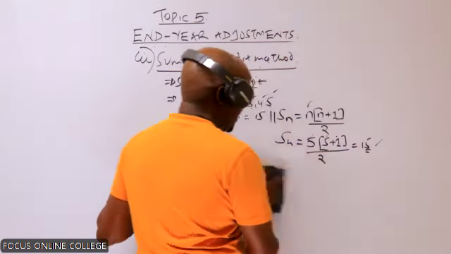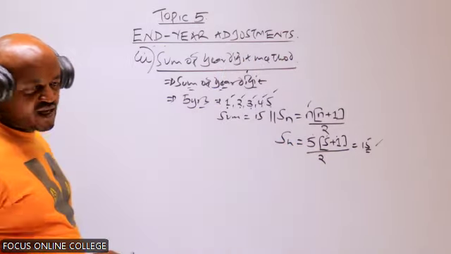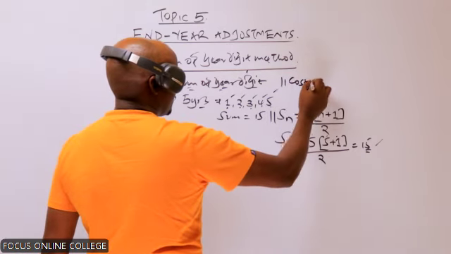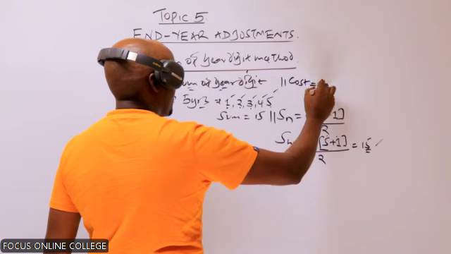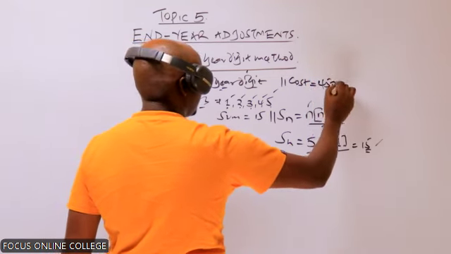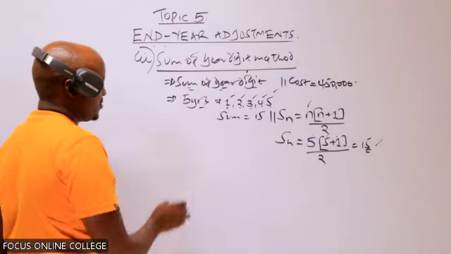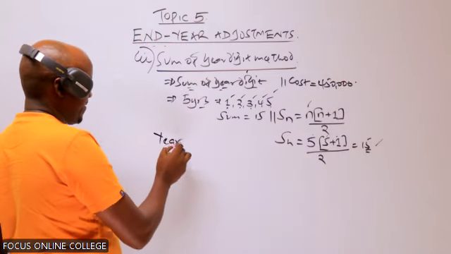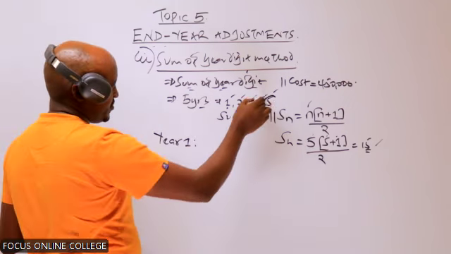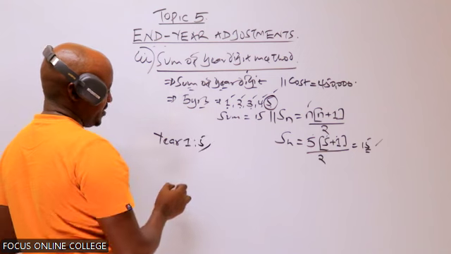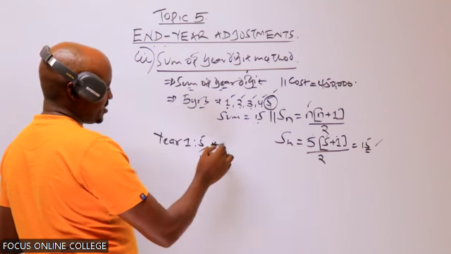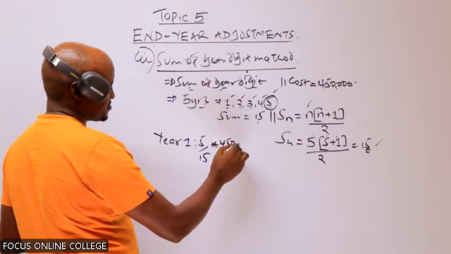Now, after getting the sum of years digit, assuming we are told that the asset we are depreciating has a cost of 450,000, how do we compute the depreciation of year 1? We take the last digit, which is 5, and divide it by the sum of years digit, which is 15, times the cost, which is 450,000.